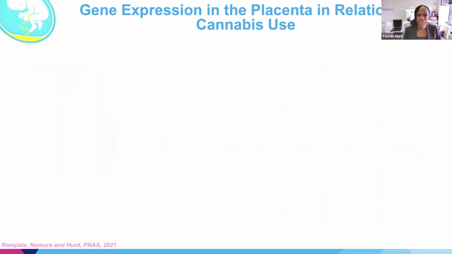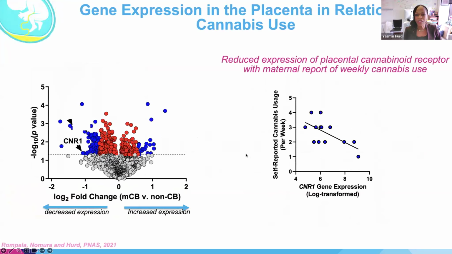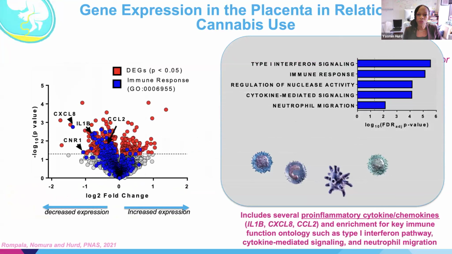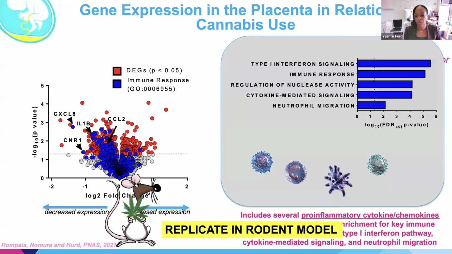And when we look at the genes that are expressed in the placenta in women that used cannabis, we could even see the cannabinoid receptor expression is reduced and correlated to the amount of cannabis the moms reported using. But when we look in an unbiased manner at the expression of all these thousands of genes, one thing became apparent. There are increases and decreases in the genes that are expressed, but a lot of them relate to the immune system. No matter how we look at it, immune dysregulation was evident.